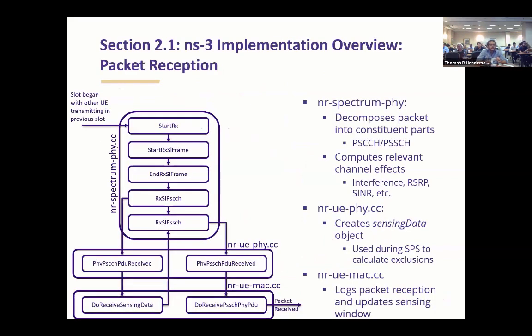So packet reception is primarily handled in 3 places: spectrum PHY, UE PHY, and UE MAC. The spectrum PHY is going to deconstruct the packet into its constituent parts and compute relevant PHY effects needed for SNR, SINR, RSRP, interference, and other similar metrics. UE PHY takes the relevant PHY information and converts it into the sensing data object, which is passed to the MAC. These sensing data objects are used by the MAC to perform SPS sensing and make exclusions.